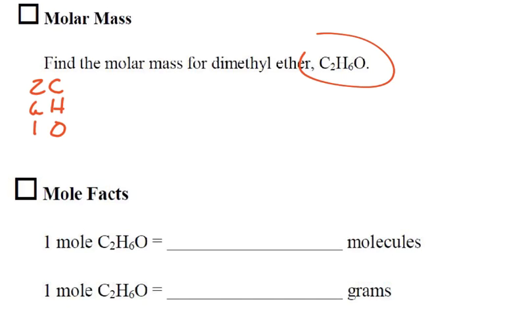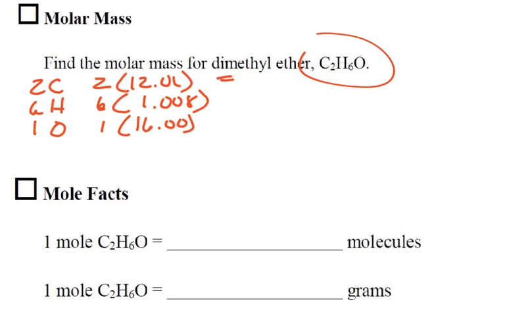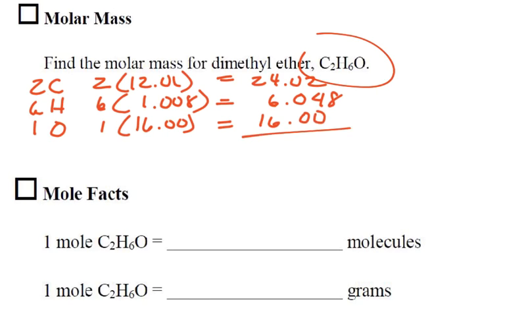And looking up on the periodic table, that's going to be 2 times 12.01 AMUs, 6 times 1.008 AMUs, and 1 times 16.00 AMUs. So that is going to be 24.02 AMUs, 6.048, and 16.00. Add that all together, this is going to be 46.068 AMUs, atomic mass units, then we would be talking about 1 molecule of dimethyl ether.